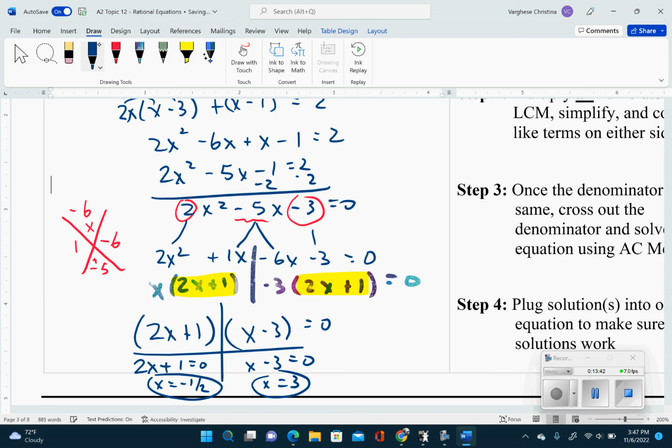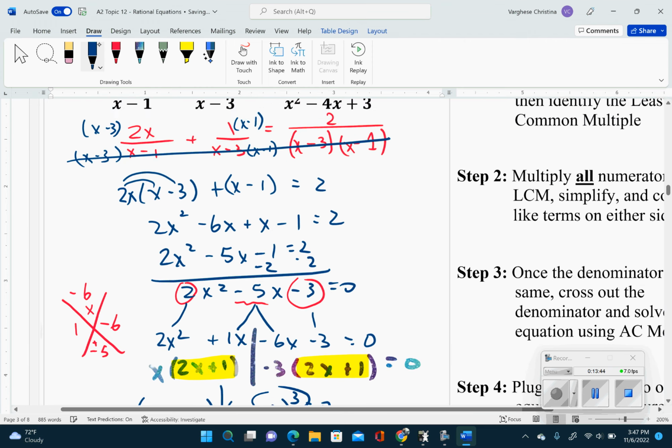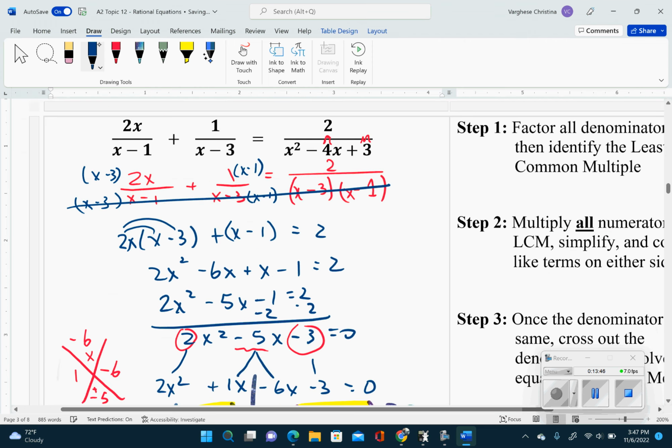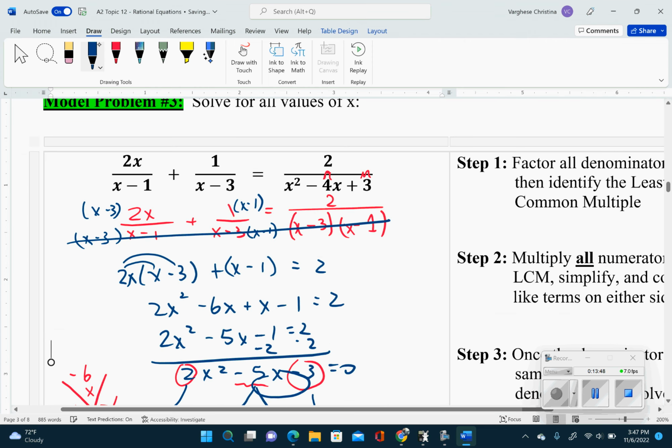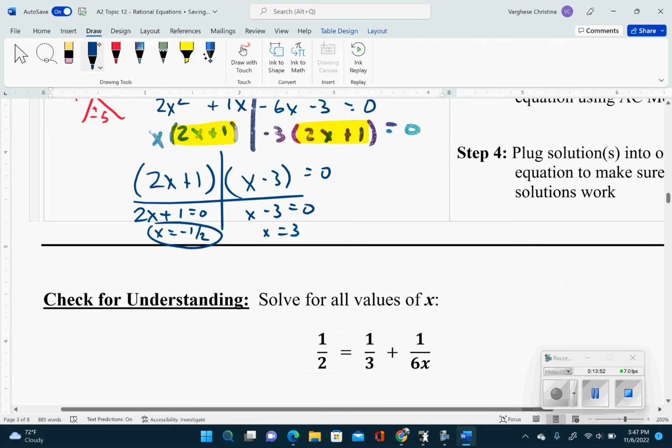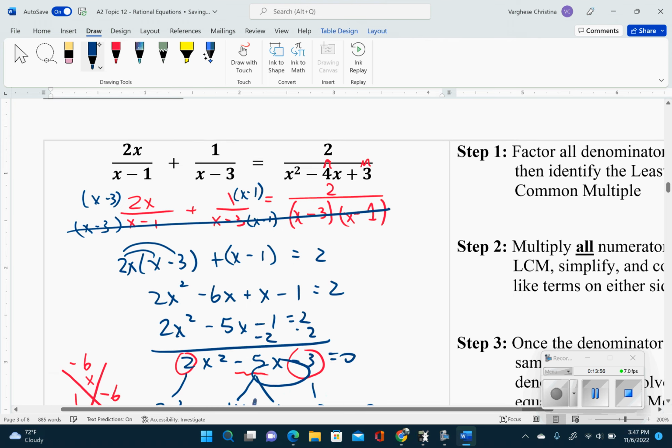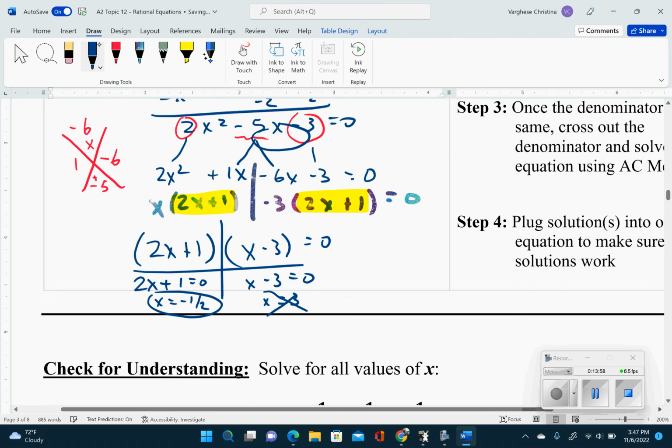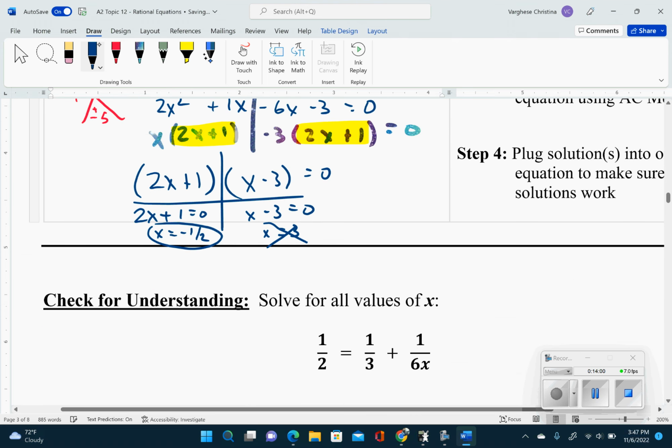So now I have to go back and plug it in to see if there's anything that doesn't work. And automatically I can see that 3 does not work. Because 3 minus 3 is 0, so the 3 does not work. So I'm going to cross that out. And -1/2. That looks like it works. So the only answer is x equals -1/2. And again, you can use your calculator to verify.